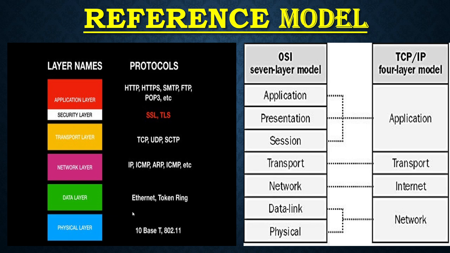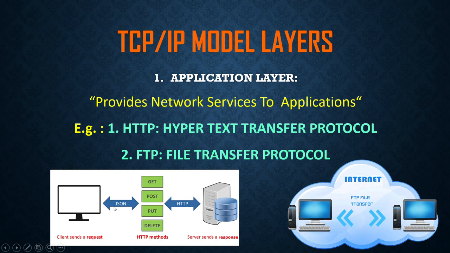Ethernet and token ring, these two, and 10BASE-T and 802.11, these data link and physical layers come under the network layer in the TCP/IP 4-layer model. Next, we will discuss the TCP/IP model layers. I have already discussed the four layers. This has four layers, which I will discuss.